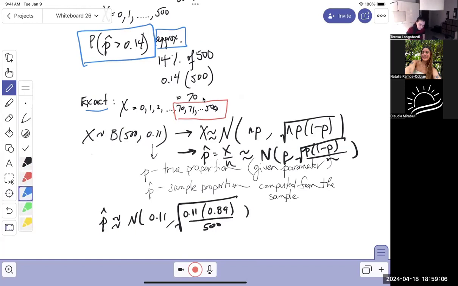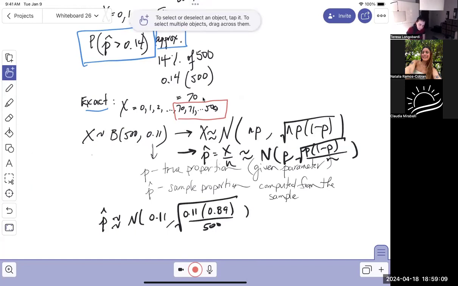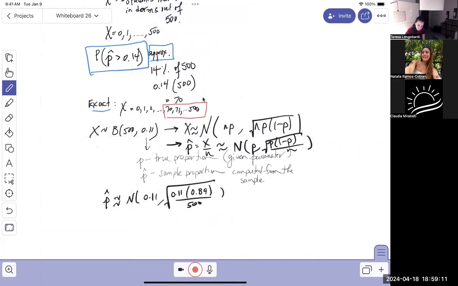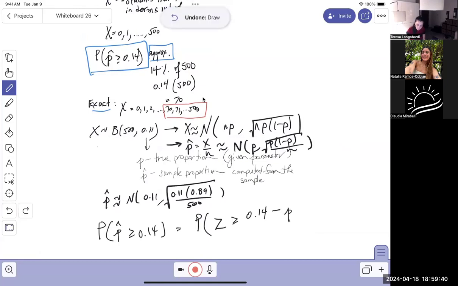So now we calculate the probability P hat is greater than or equal to 0.14, because it's at least 0.14. And I want to standardize it. How do I standardize it? I turn this into a Z by taking the value 0.14 minus the mean of the variable, divided by the standard deviation of the variable.